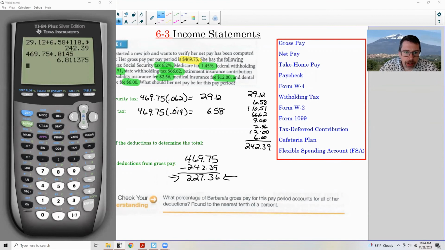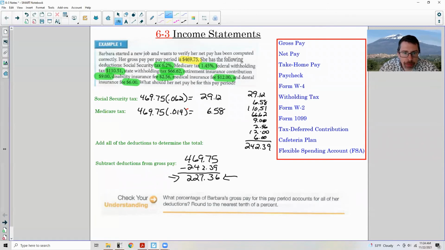Okay, I made a mistake here when I was calculating my Medicare. It's not 0.014, it's 0.0145, so it's 6.81. So let me just fix that. I forgot my 5 here. So that would make this 6.81. So that's deducting another 23 cents. So I didn't deduct enough. So subtract 23, and my answer should be $227.13. Okay, apologize for that, but I forgot my decimal place, my thousandth of 5. So the answer should be 227.13.